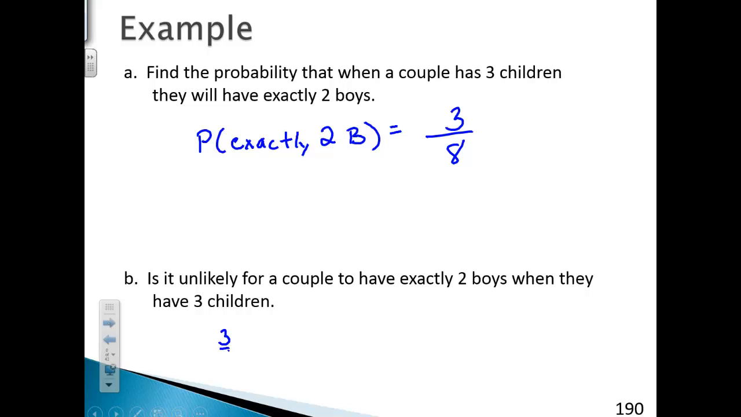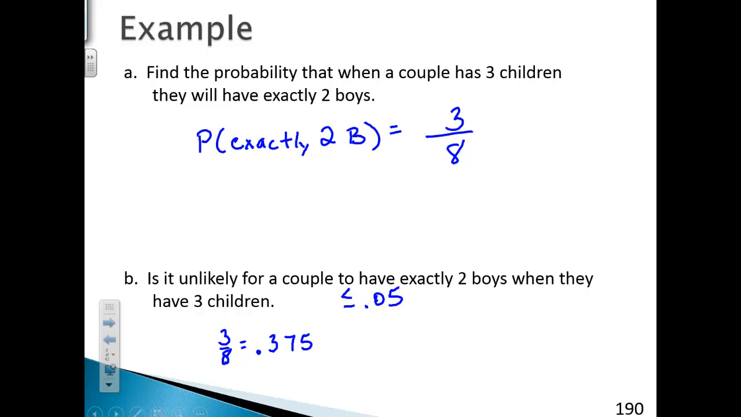So 3/8, we need that as a decimal in order to answer this question. I'll show you why in just a moment. Changing that to a decimal, that's 0.375. There was a previous slide that talked about how to determine if a probability value is unlikely. We do that by comparing it to 0.05. A value is unlikely if it's less than or equal to 0.05.